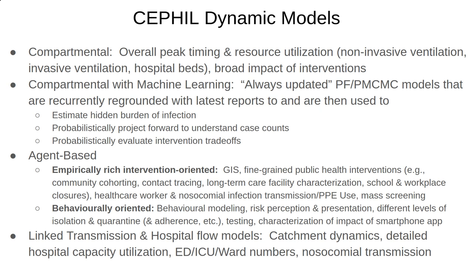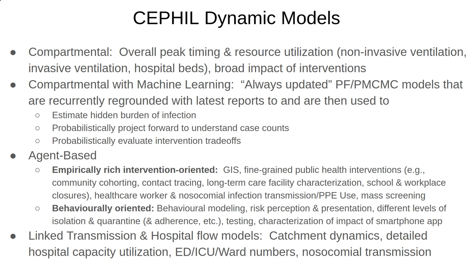Agent-based models, and we'll see two major sets of them. The first focuses on a GIS-type model that provides exceptionally fine-grained capacity to examine effects of public health interventions, characterization of healthcare worker and nosocomial infection transmission, the impact of personal protective equipment use and the impact of mass as well as targeted screening, the capacity to look at community cohorting and contact tracing, as well as the dynamics of long-term care facilities.